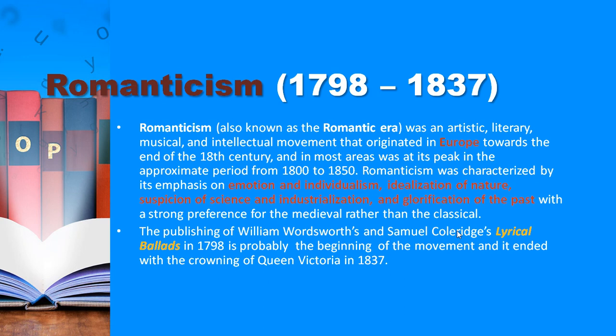So what is Romanticism? It started with the publication of Lyrical Ballads jointly by William Wordsworth and Samuel Taylor Coleridge in 1798, and it ended with the crowning of Queen Victoria in 1837. Romanticism, also known as the Romantic era, was an artistic, literary, musical, and intellectual movement that originated in Europe towards the end of the 18th century, and in most areas was at its peak in the approximate period from 1800 to 1850.